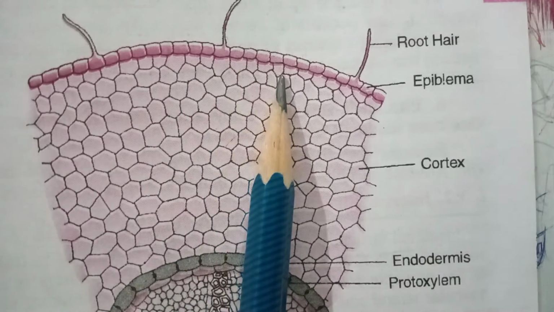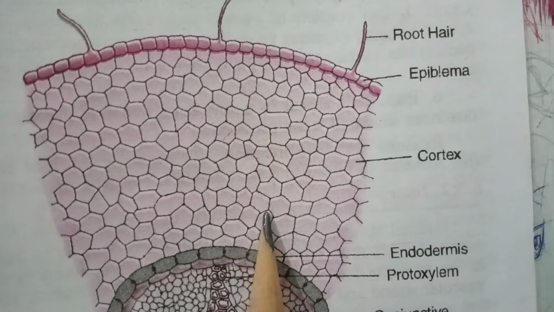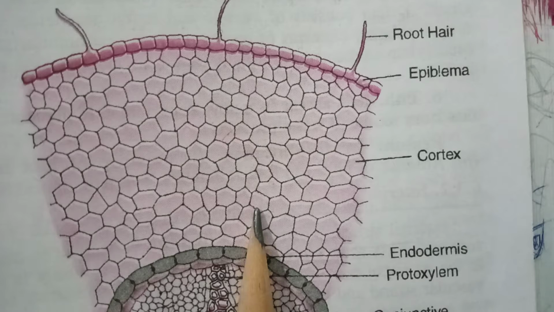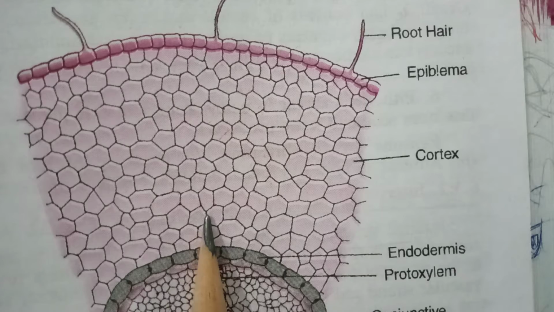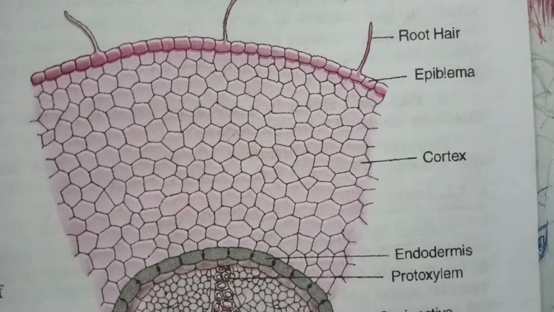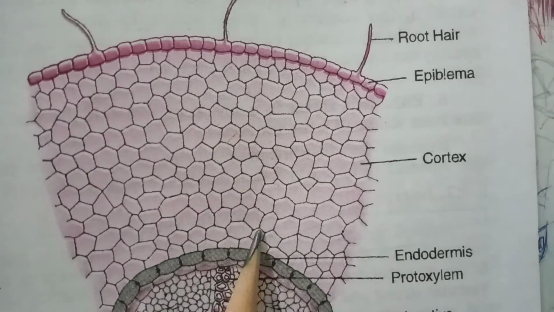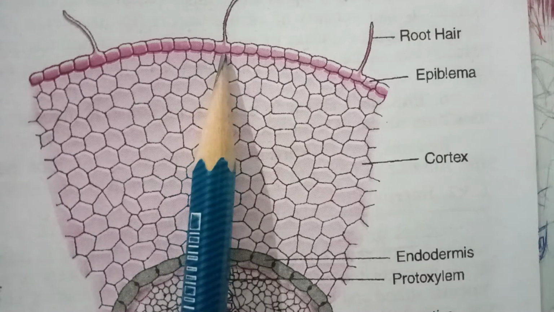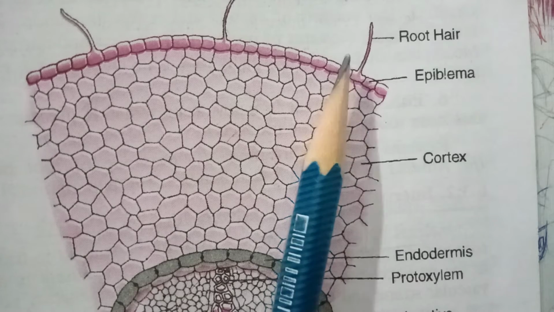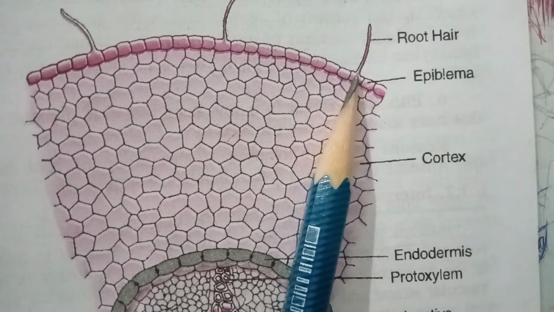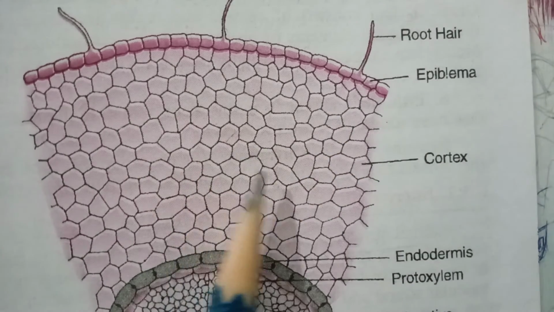Next to the epidermis is the cortex. The cortex is made up of parenchyma cells, so they help in conduction of water, and they also store water. They may have intercellular spaces or may not. Here this forms the maximum region of the tissue. One more thing: the epiblema cells which give rise to the root hairs are known as the piliferous layer. That is a new term we are getting.